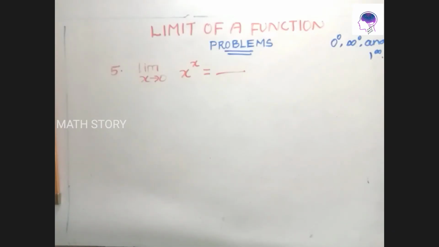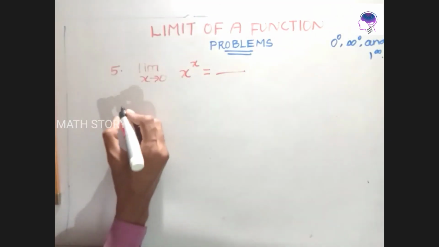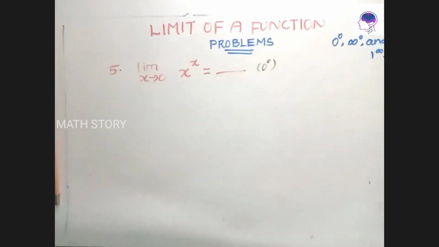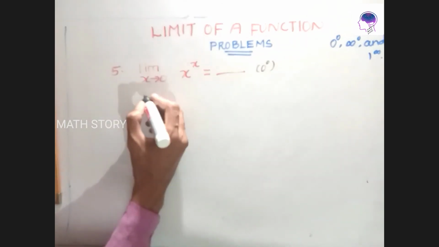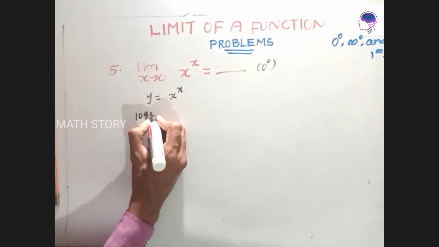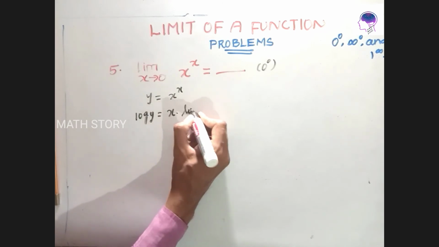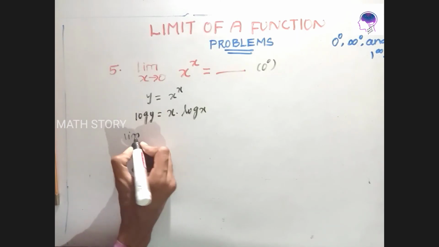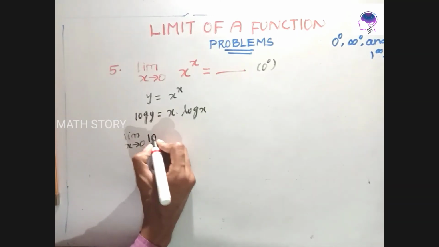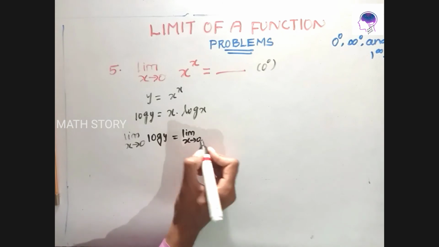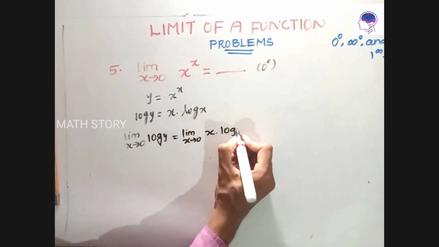And now we are going to solve the fifth and final problem of this video lecture. Applying the direct limit, we get 0 power 0, an indeterminate form. Okay, right, now let us take y equal to x power x. Taking logarithm on both sides, we get x into log x, right? I write that directly. And now taking the limit on both sides, the limit as x tends to 0, we get log y, and the limit as x tends to 0 of x into log x, right?